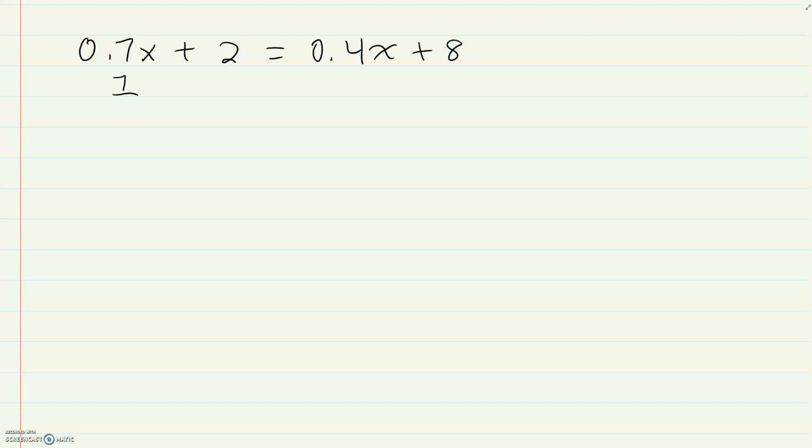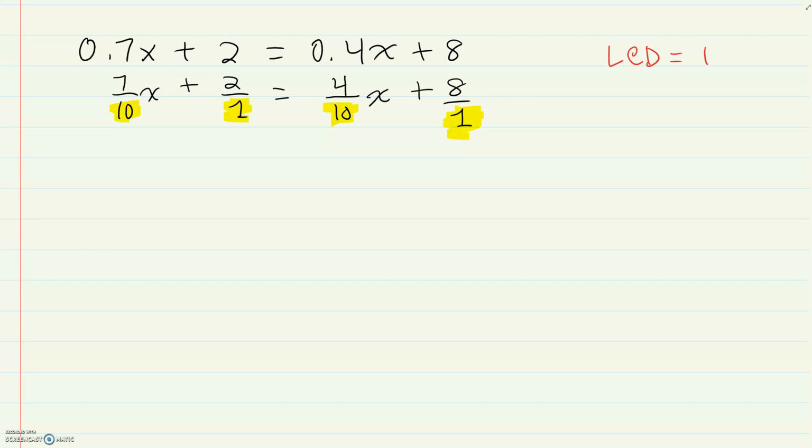0.7 really is 7 over 10x plus 2 is 2 over 1 is equal to 4 over 10x plus 8 is 8 over 1. So really, this is just another equation with fractions. And we have learned that if we take a look at the denominators and find the least common denominator of all of those, in this case, the least common denominator is 10. And you could have seen that by just looking at the decimal, right? 1 decimal place means tenths place. So the least common denominator is 10.